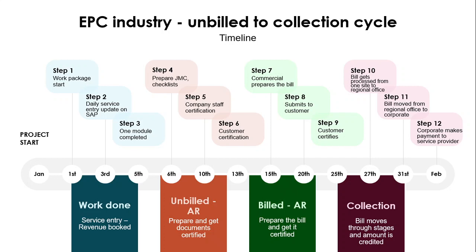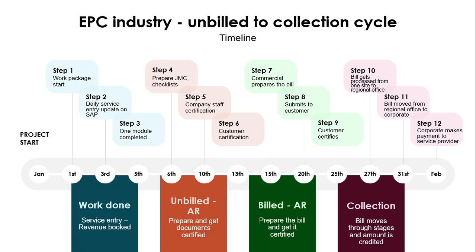Now the next step is the customer is certifying at the site level, and then he or she would push that bill to their next regional office level. So from the site level to the regional office level is step number 10. And then the regional office certifies and sends it to their corporate, and corporate finally certifies and says yes, it's good to go, the amount can be transferred.